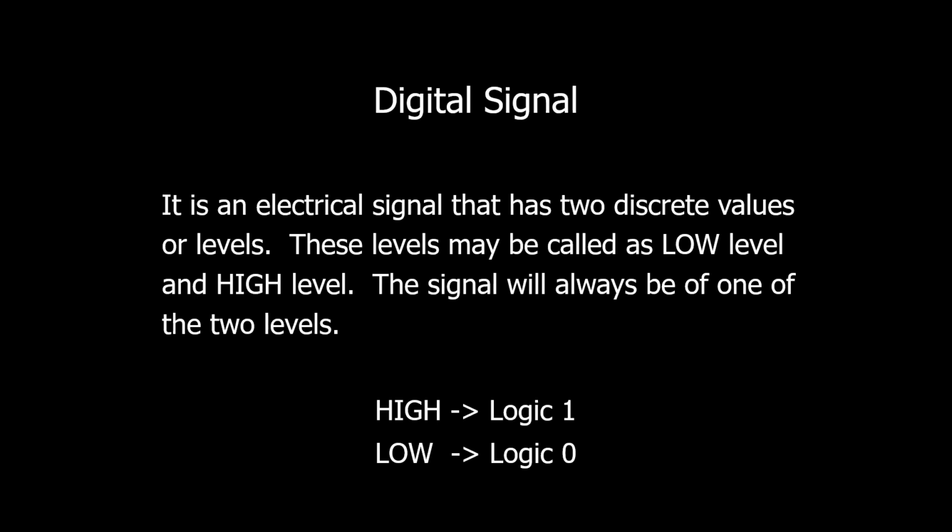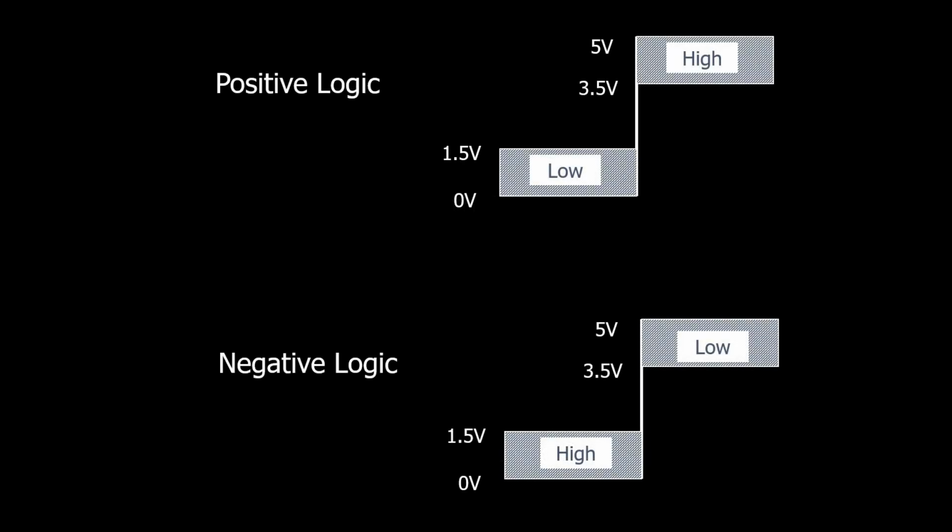Usually we refer to the high level as logic 1 and the low level as logic 0. We can illustrate this concept by using these diagrams. If you look at the first diagram, it's referring to the positive logic. In that, the low voltage will be taken as 0 and the high voltage will be taken as 5. But we will not get exactly 0 volt or exactly 5 volt all the time. Therefore, any value between 0 to 1.5 volt is taken as low voltage and any value between 3.5 volt to 5 volt will be taken as a high voltage.